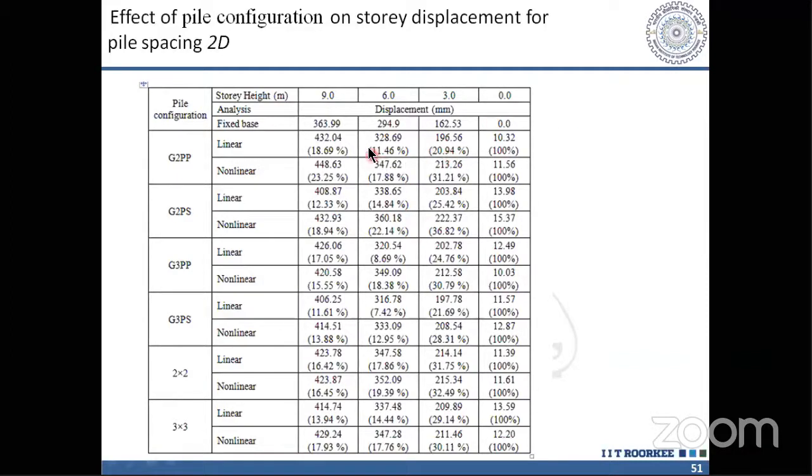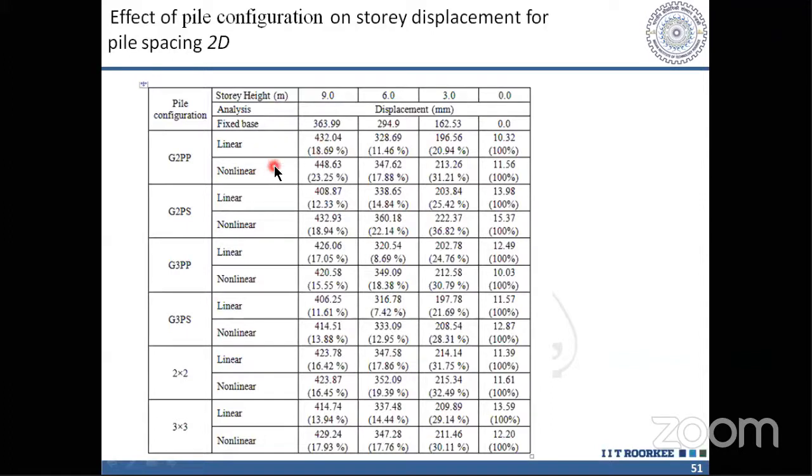So you can see the results now. This is for G2PP. In this case, you can see at the top, the top displacement was around 364 millimeter. For the applied loading, we assumed that because of the wind, loading was quite large, around 1000 kN acting in the horizontal x direction. Because of that, the displacement is around 364 millimeter here. Of course, it was a hypothetical loading; we have corrected that in the next study, where we have done it for actual wind loading. So this was 364 for the fixed base.